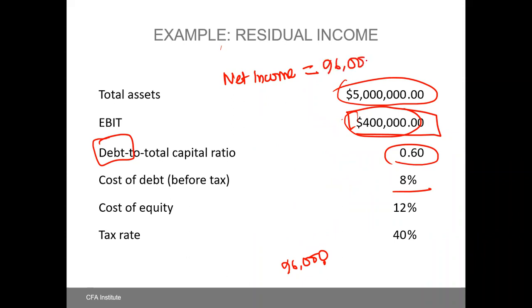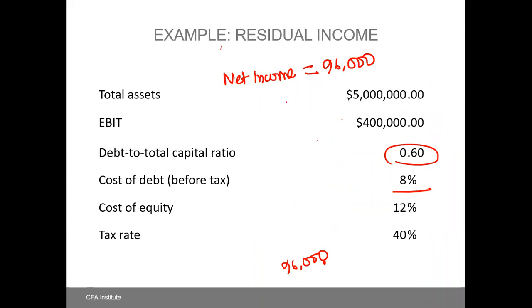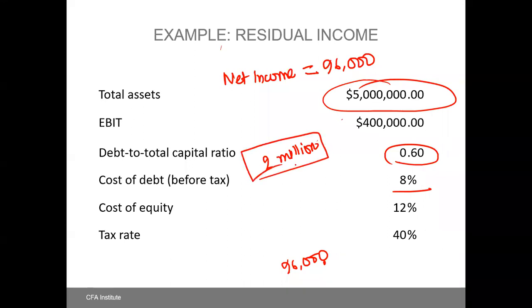Let me write it here. How much of our capital is equity? 40%. So out of this 5 million, our equity capital is 2 million, right? Can you recall that I showed you how we can come up with the equity charge? We take the shareholders equity part here, 2 million, and we take the cost of equity. So if we multiply this number by 12%, how much will it be?